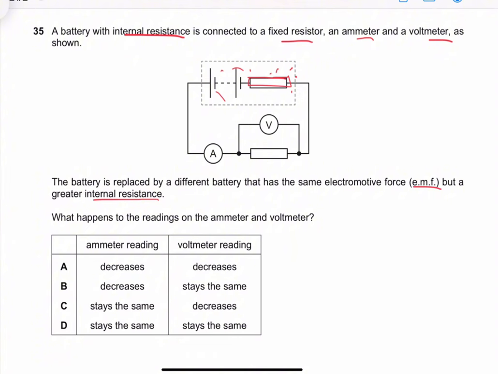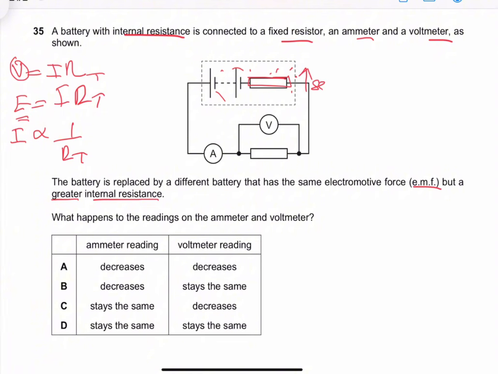But think about this. If you increase the resistance, you have a greater resistance, you know that V is equal to IR, right? The EMF is equal to the total current times the total resistance. So your value of EMF is constant, meaning that your current is proportional to 1 over RT. As the value of the internal resistance increases, there's an effect on the total current, right? If total resistance increases, total current has to decrease. So if current decreases, the ammeter reading also decreases, right? So the ammeter reading has to be less than what it previously was. So C is wrong, D is wrong.